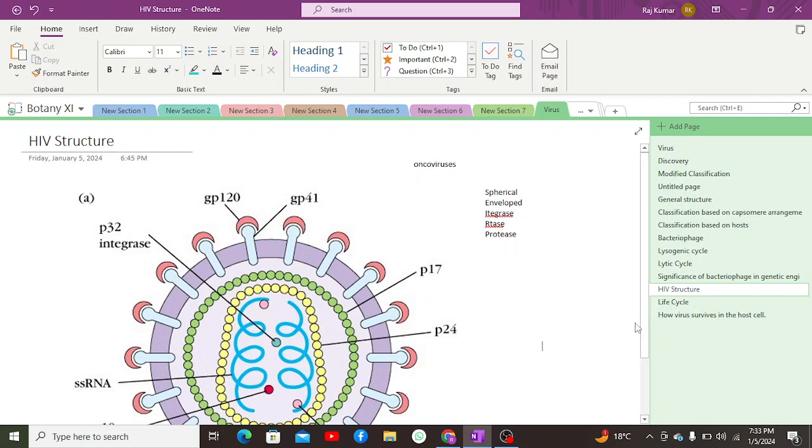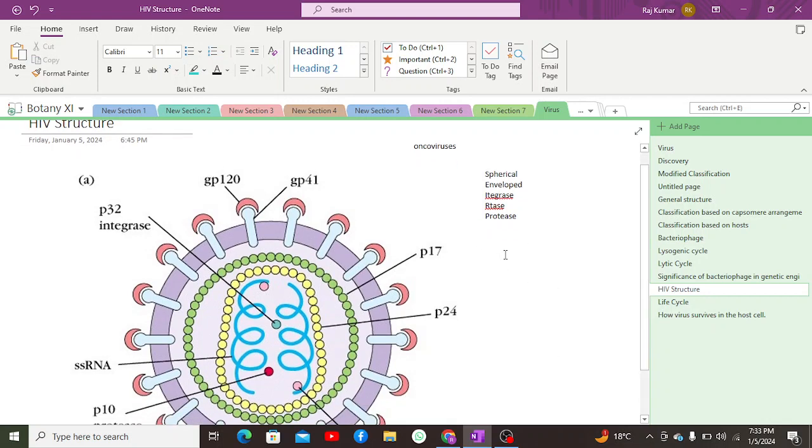Moreover, its general structure is divided into four parts. The first part is the envelope. The envelope includes the lipid bilayer, which means two layers of lipid. Due to the presence of the lipid bilayer, they are more sensitive to temperature, as discussed in our video about why viruses survive in the host cell and how they do so.